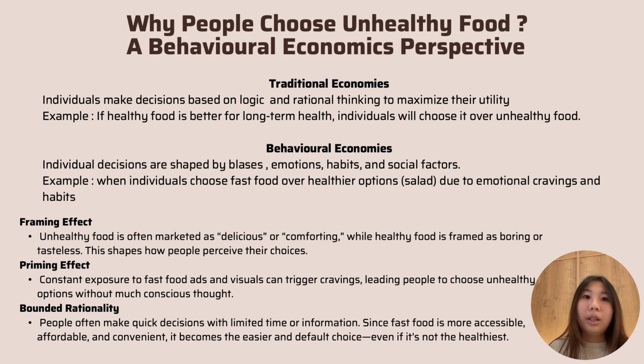So, if someone knows that healthy food is better for their long-term health, they are expected to choose it over something unhealthy. Behavioral economics, however, takes a more realistic view. It recognizes that our choices are influenced by biases, emotions, habits, and social factors. For example, someone might reach for fast food instead of a salad, not because it's the better choice, but because it's familiar and comforting. So why do people often go for the unhealthy option? Here are the key behavioral concepts that help explain it: framing effect, priming effect, and bounded rationality.